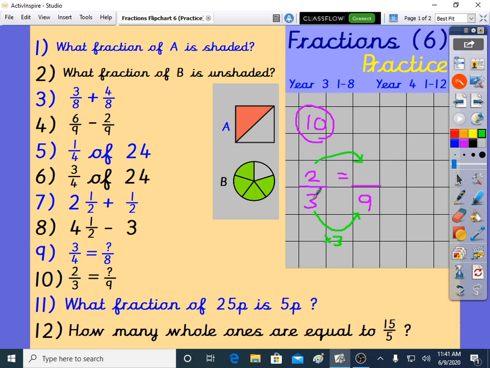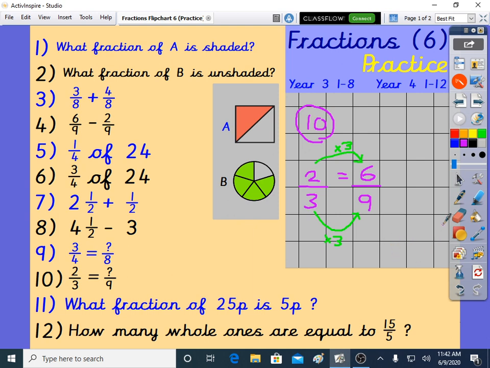Because you're just saying here that 3 times 3 is 9. So you realise that you must have timesed this by 3 to get to 9. So to be fair, just times the top by 3 as well. Like if you have a brother or sister, you always want things to be fair. If they get multiplied by 3, you want to get multiplied by 3. So 2 times 3 is 6. So our answer is 6/9, because 2/3 is the same size as 6/9.